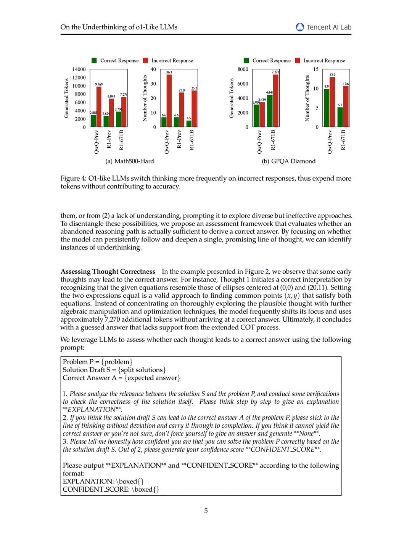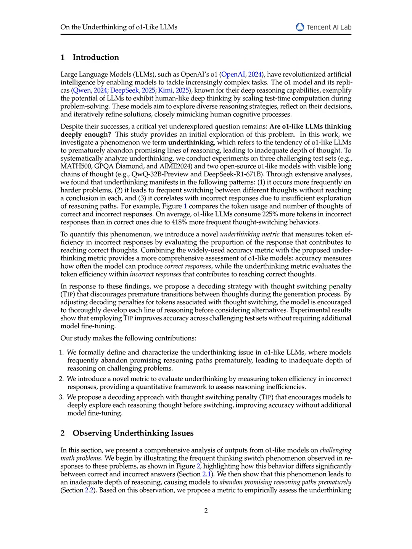This frequent switching behavior resulted in the model abandoning a potentially correct solution, ultimately concluding with a guessed answer that lacked support from a comprehensive chain of thought. This example illustrates how the model's tendency to switch thoughts prematurely directly contributed to its failure to reach an accurate conclusion, highlighting the inefficiencies associated with underthinking.